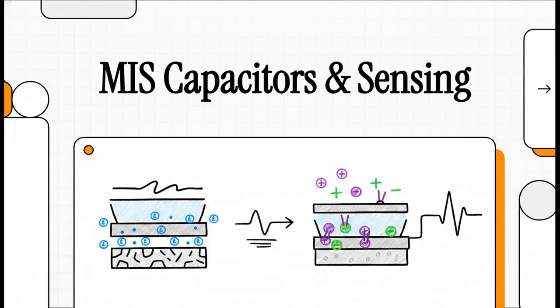Welcome to The Explainer. Today, we're diving into a real engineering detective story. We're going to look at how a super fundamental piece of electronic physics, the MIS capacitor, actually unlocks one of the most vital modern tools we have, biochemical sensors. This is exactly how things like modern continuous glucose monitors and digital pH readers work.